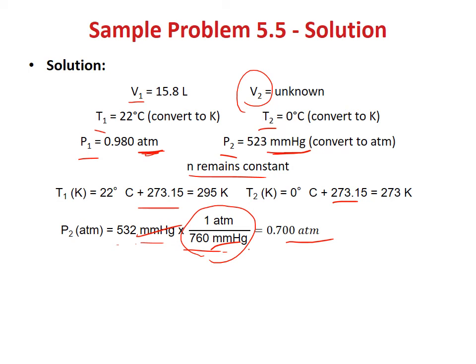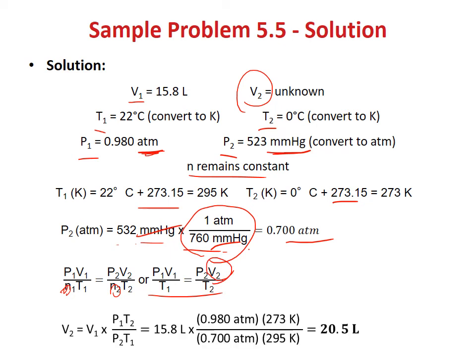Now with the combined gas law, number of moles are the same, so we modify it to calculate V2. V2 equals V1 times P1 T2 divided by P2 T1. Plug in all the data, and the answer should be 20.5 liter.